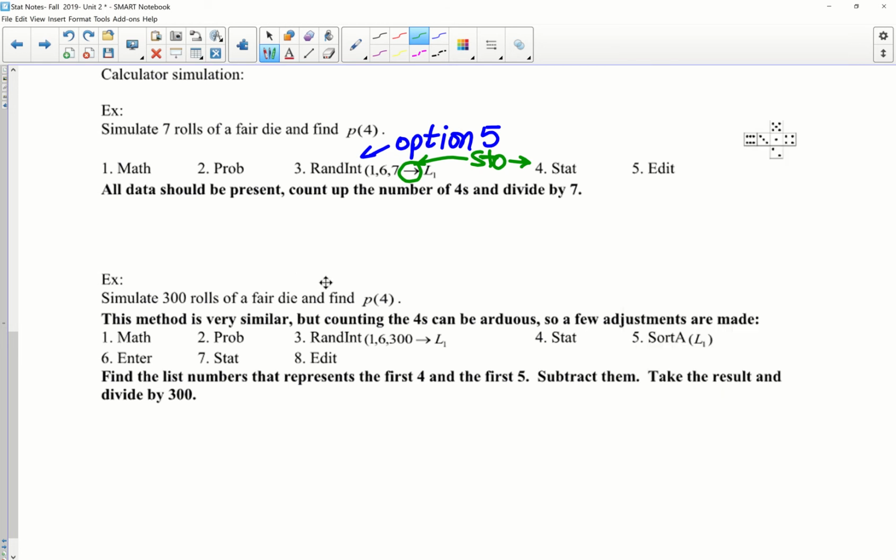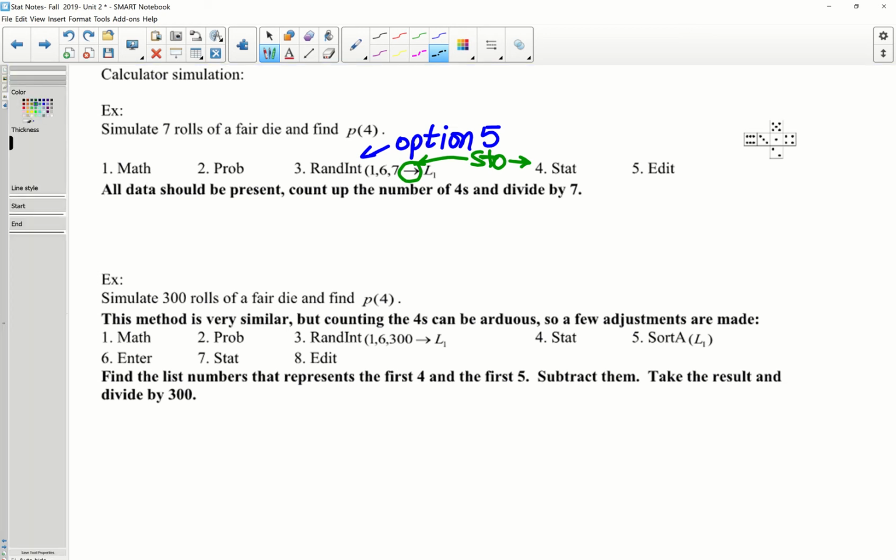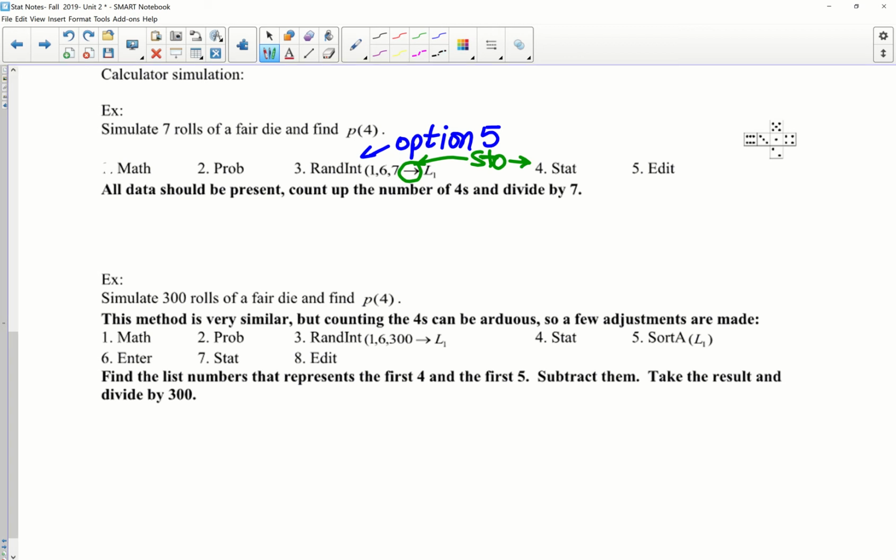So if you're confused by this, what I would say is get rid of the numbers that are in front of each of the steps, because people are looking to hit the number 2 to find probability, and that's not how you do it. So, and I'll take that as a typo.